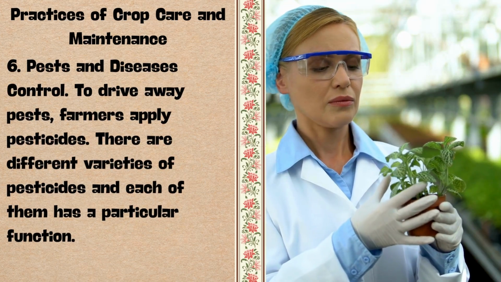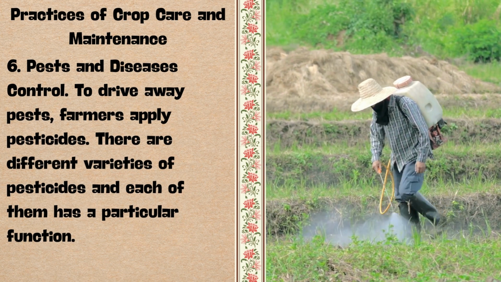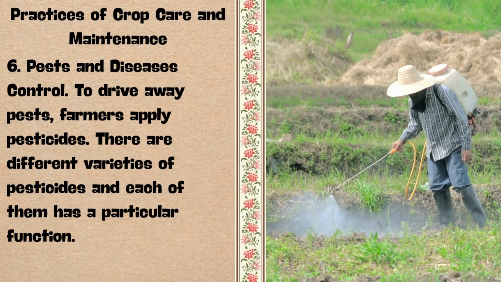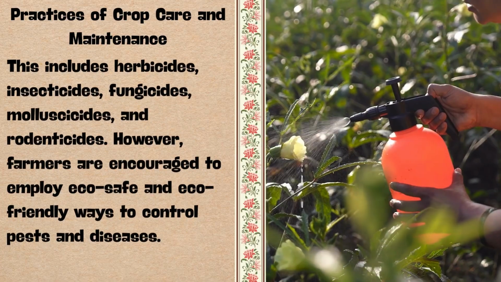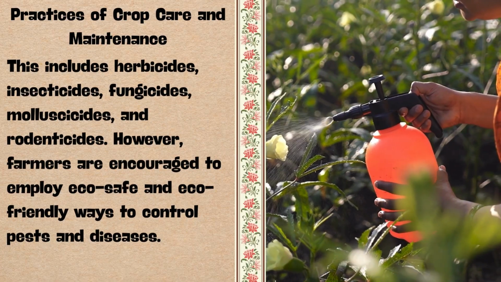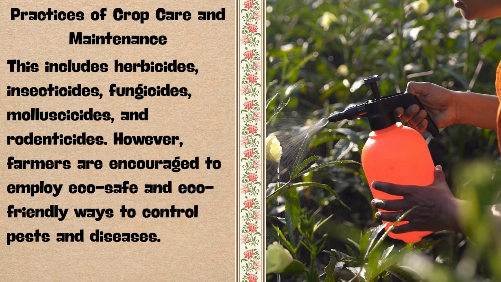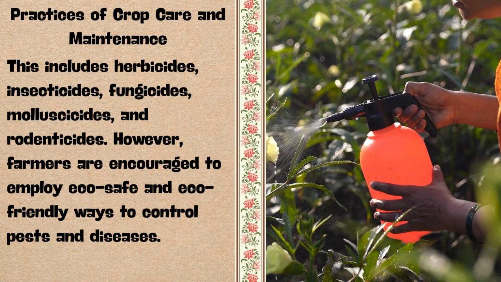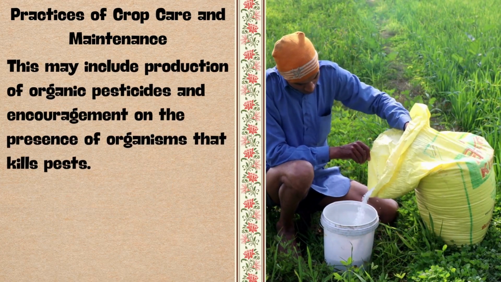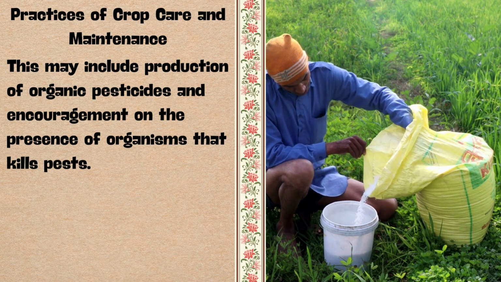6. Pests and diseases control. To drive away pests, farmers apply pesticides. There are different varieties of pesticides and each of them has a particular function. This includes herbicides, insecticides, fungicides, molluscicides, and rodenticides. However, farmers are encouraged to employ eco-safe and eco-friendly ways to control pests and diseases. This may include production of organic pesticides and encouragement of the presence of organisms that kill pests.